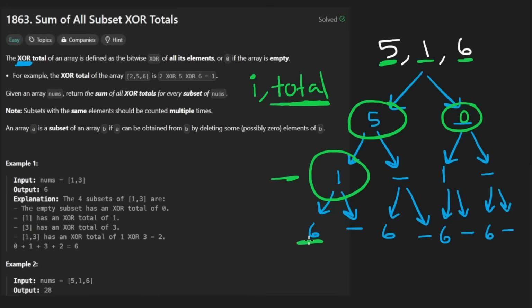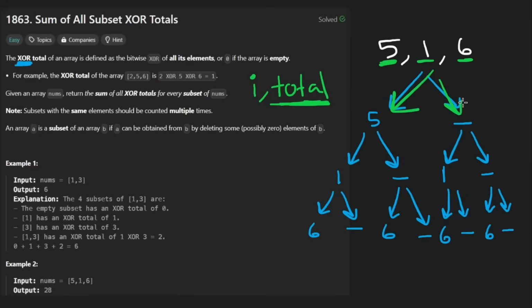And then by the time we get to the base case, we'll know we're at the base case because we're at the end of the array, and then we can just return that total. And obviously, we're going to have 2 recursive calls because we're branching in two different directions.